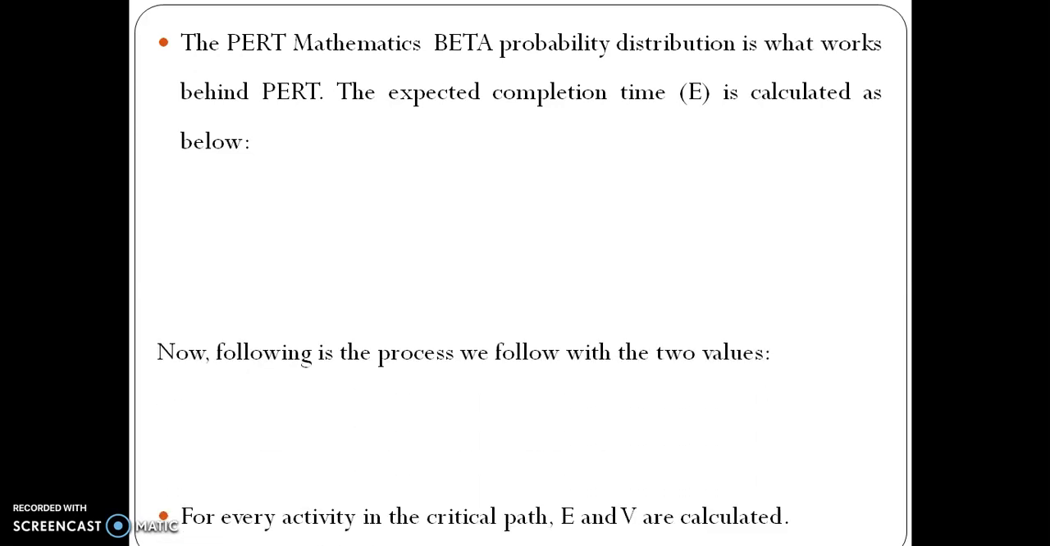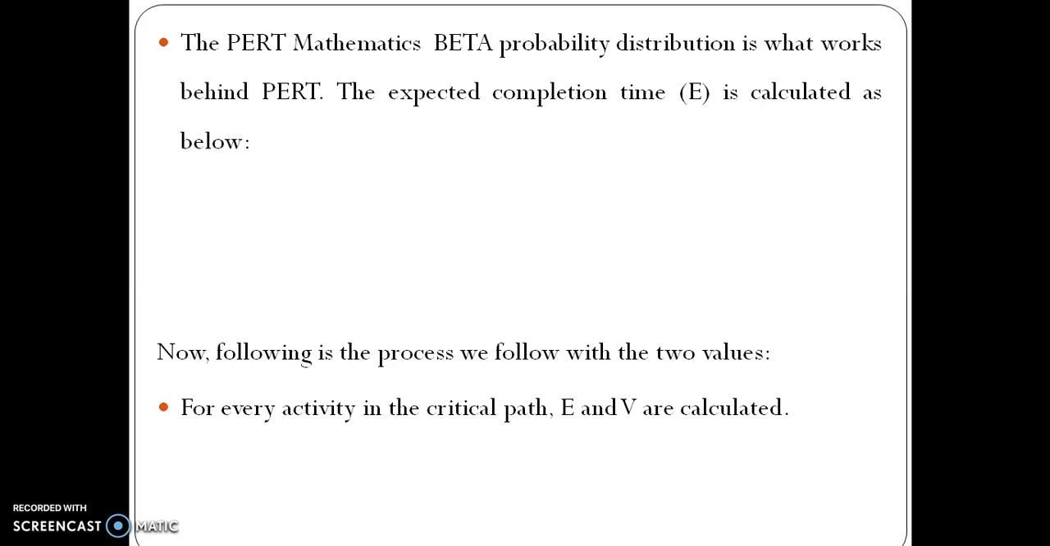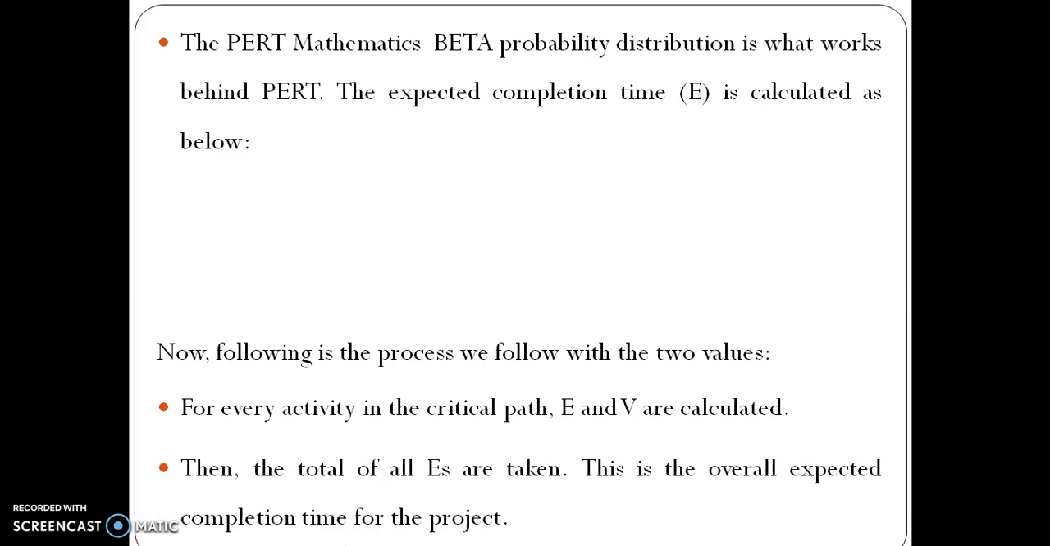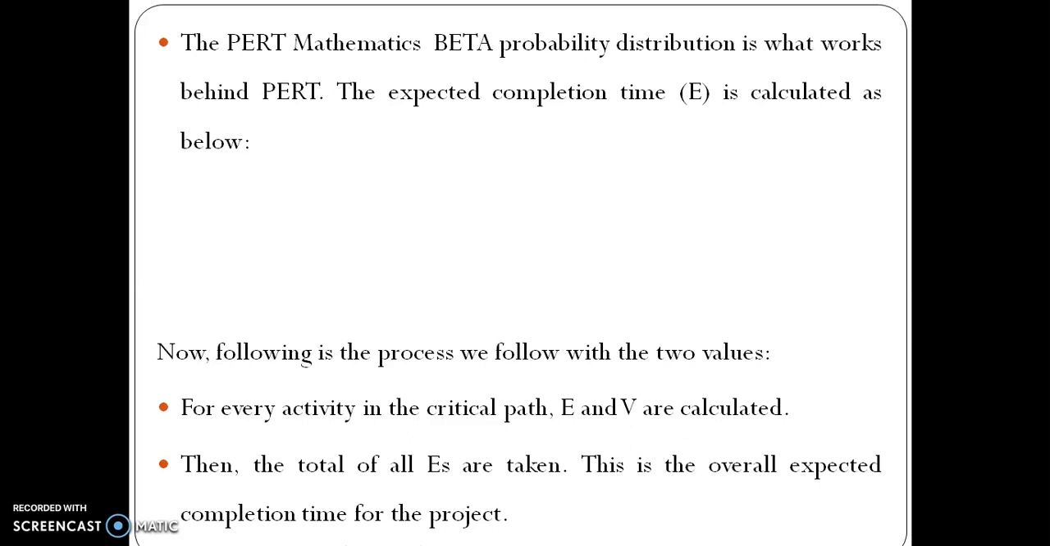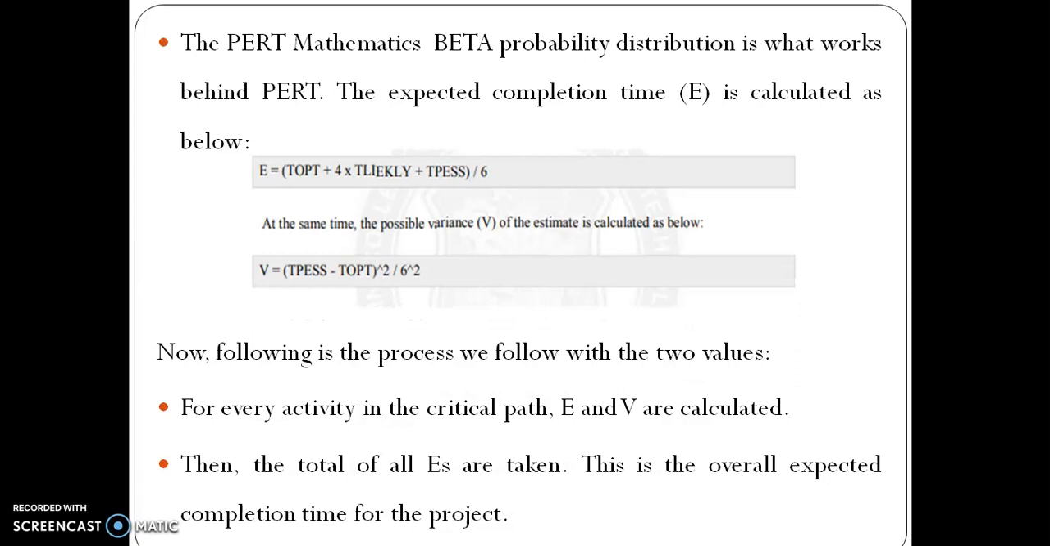The expected completion time E is calculated as below. Now, following the process, we work with 2 values. For every activity in the critical path, E and V are calculated. Then the total of all E's is taken. This is the overall expected completion time for the project. E equals TO plus 4 times TM plus TP, divided by 6.